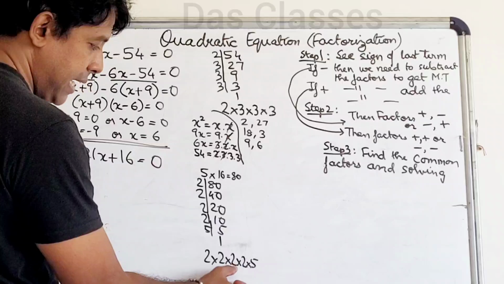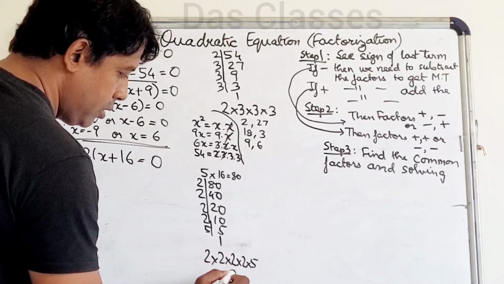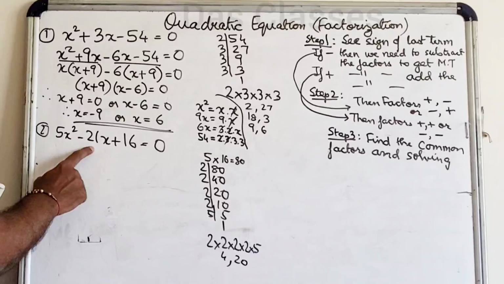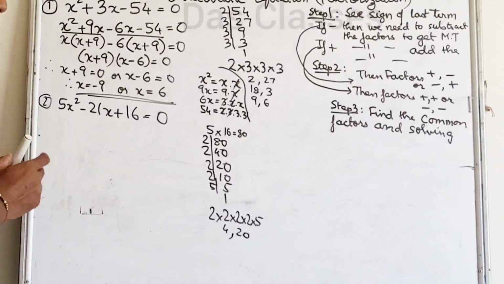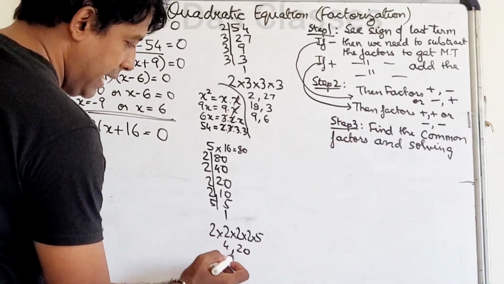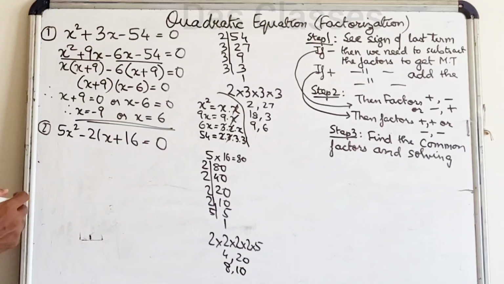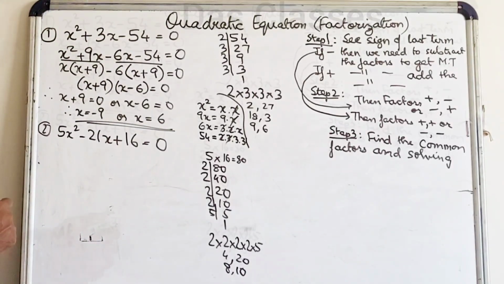5 twos are 10, 10 twos are 20, 20 and 4. 20 plus 4 is 24. This is not the factor. 2 twos are 4, 4 twos are 8, 8 and 10. 10 plus 8 is 18. This is also not the factor.